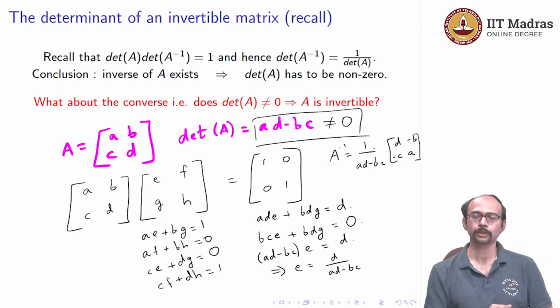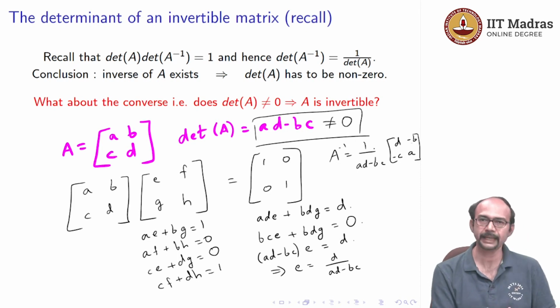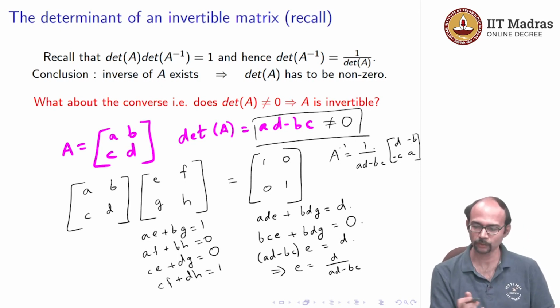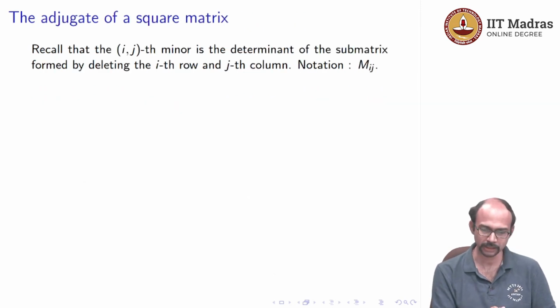Okay. So, you can see that for a 2 by 2 matrix, if the determinant is non-zero, then indeed the matrix is invertible, it has an inverse. Okay. So, can I go beyond? So, the converse is true at least for 2 by 2 matrices. So, what we are going to see next is how to go beyond the 2 by 2 case.